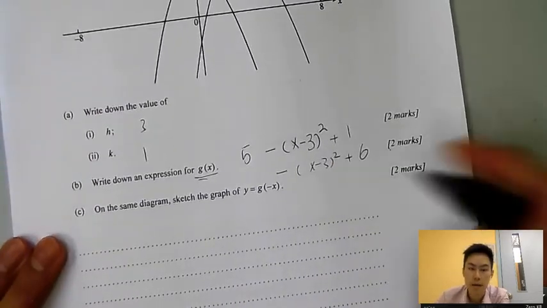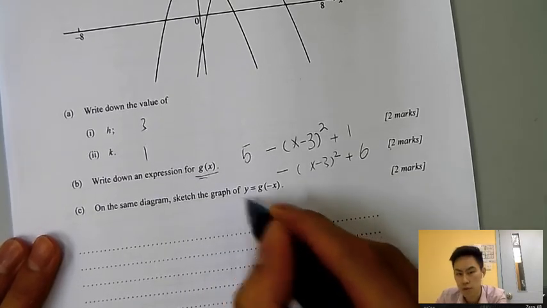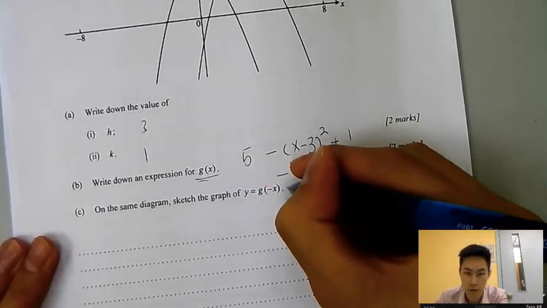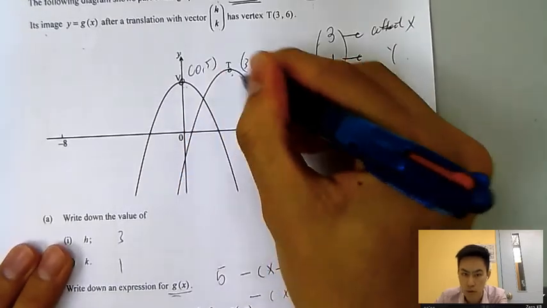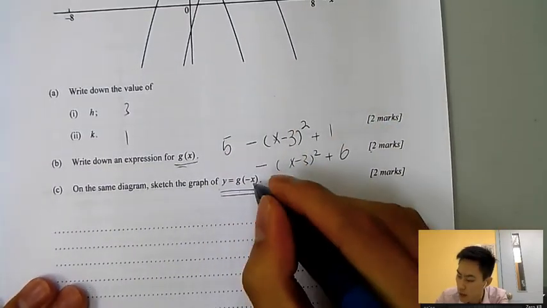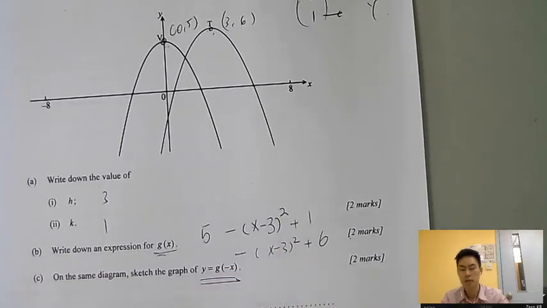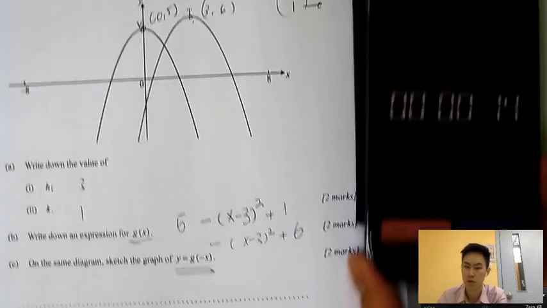On the same diagram, draw y equals g(-x). Refer to g(x). This one is the original g(x). And then how do you draw g(-x)? The minus sign is inside the bracket, so it will affect x. For this one, I'll give you 15 seconds. You can use a pencil to draw.